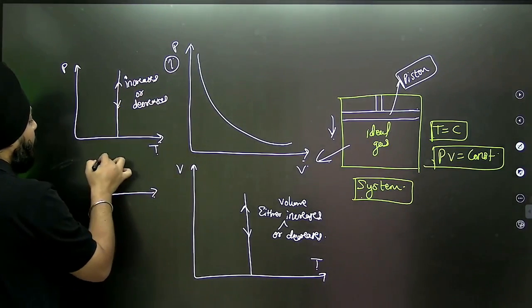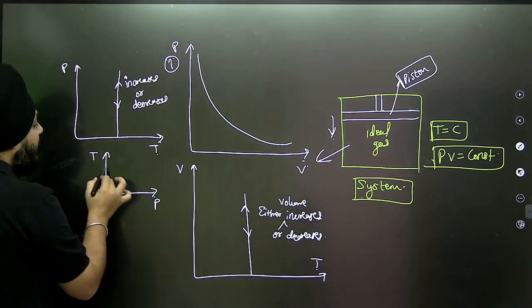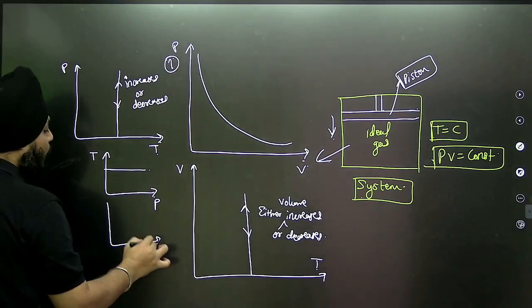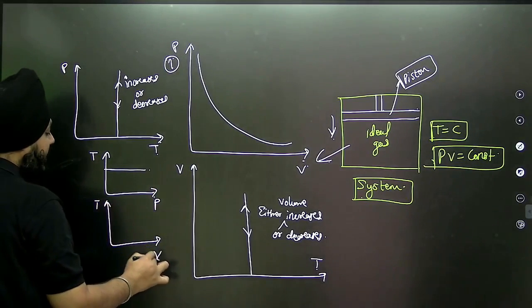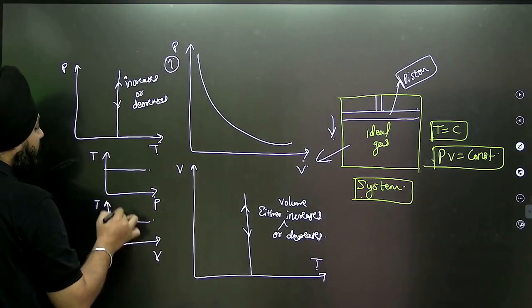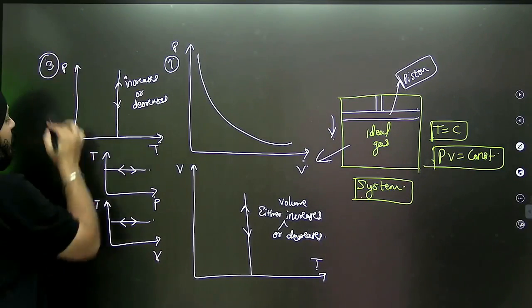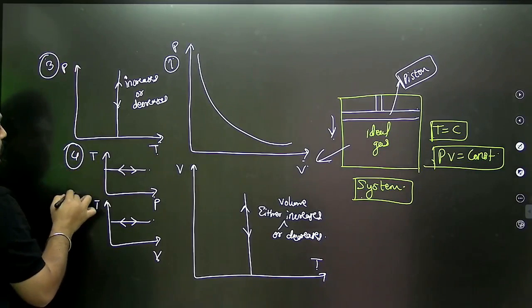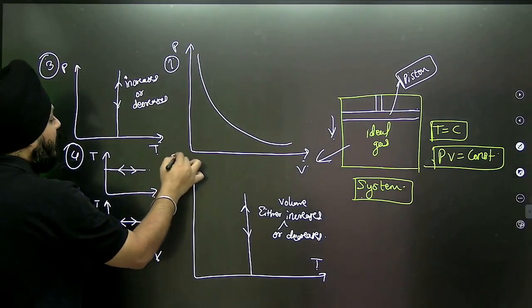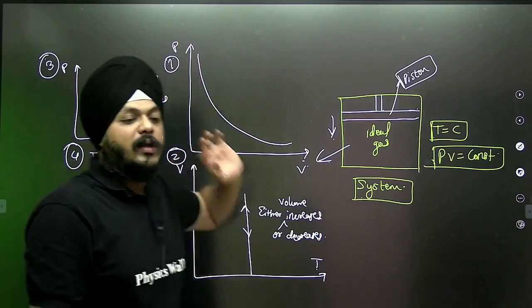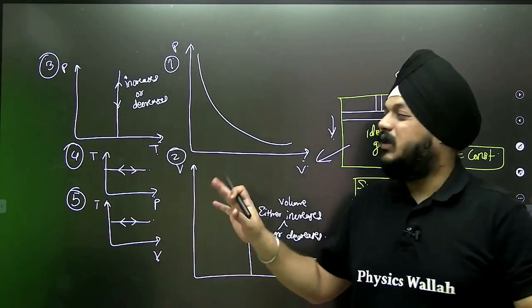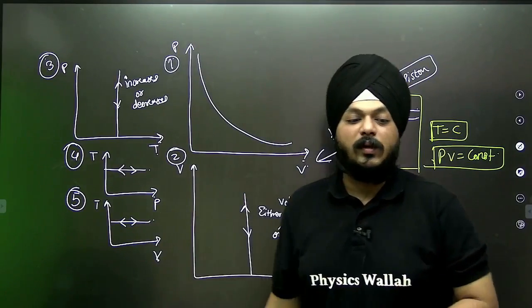If you want to plot the T versus P graph, we have it like this way. If you want to plot the T versus V graph, then we have it like this way. Only this graph makes sense for the thermodynamic process; the others are just for information purposes, not more than that.